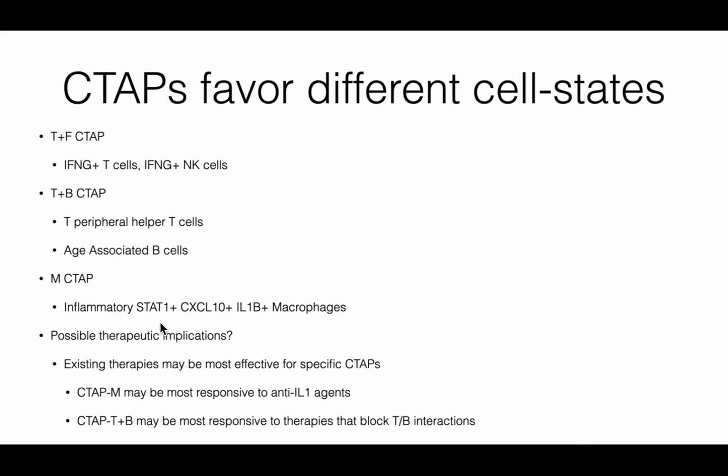And there's important therapeutic implications because existing therapies may be important for certain CTAPs. So anti-IL-1 approved for RA therapy doesn't work really well in most patients. Perhaps it's going to work well in CTAP-M because those individuals have a lot of these myeloid cells that secrete IL-1. And then there's a whole bunch of therapies that block T cell, B cell interactions. Maybe those therapies are going to work really well in people who have CTAP-TB.